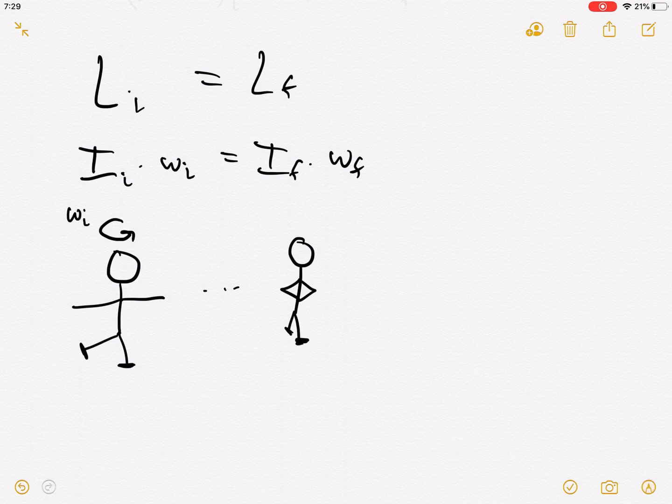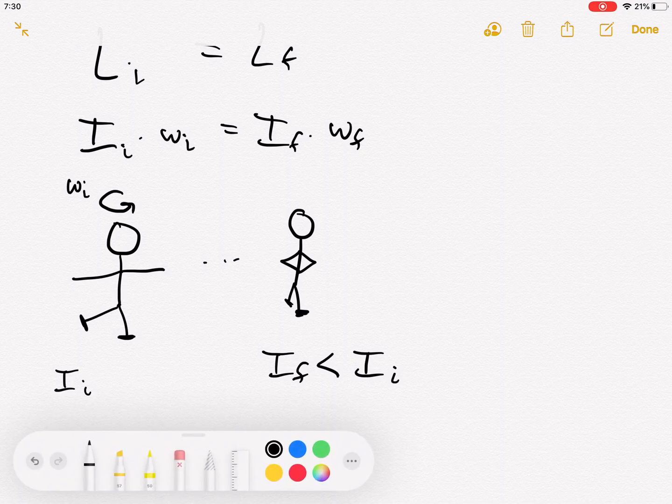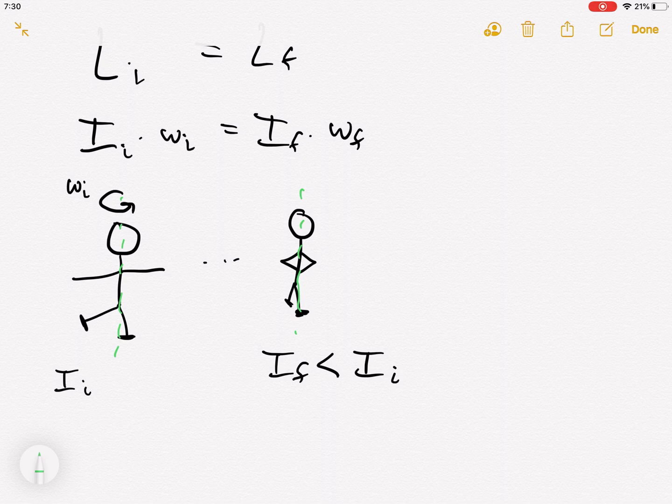What do I expect to happen? So there's some omega initial, omega final. Her moment of inertia is now smaller than it was, right? Because more of her mass is closer to the axis of rotation. The axis of rotation is simply straight down the center here. So if I final is smaller than I initial, in order for this to be true, her omega final has to be bigger than omega initial.